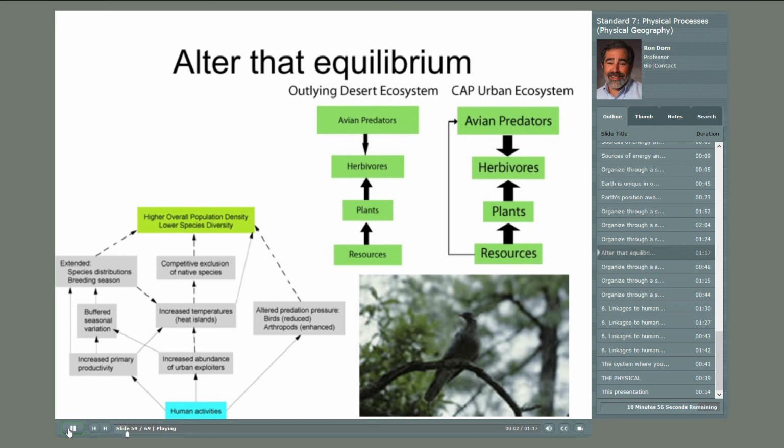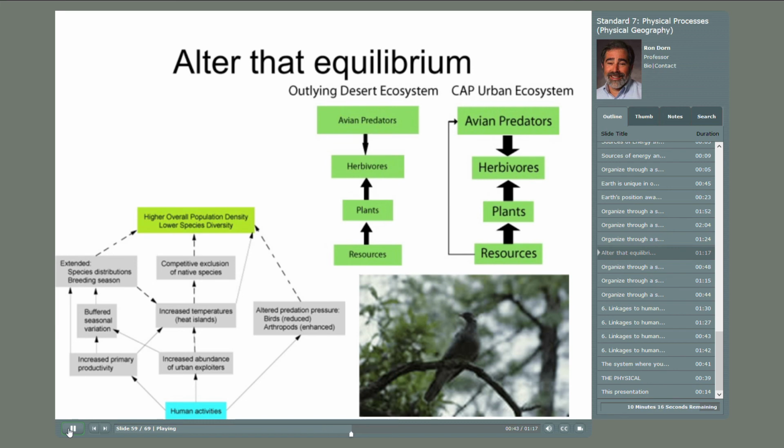The CAP-LTER group at Arizona State University is examining how the change from a desert in metropolitan Phoenix to an urban system has affected the wildlife. Some wildlife have adapted. And what they found, at least their current hypotheses, is that the food chain of the outlying desert ecosystem has been about the same. The herbivores, the plants, and the bird predators are about the same, but a lot of the linkages are different.